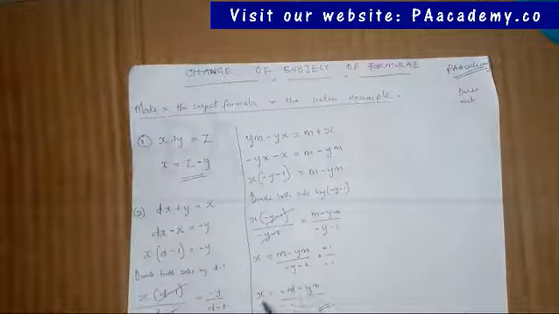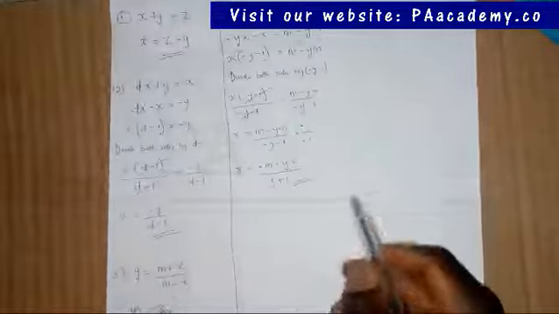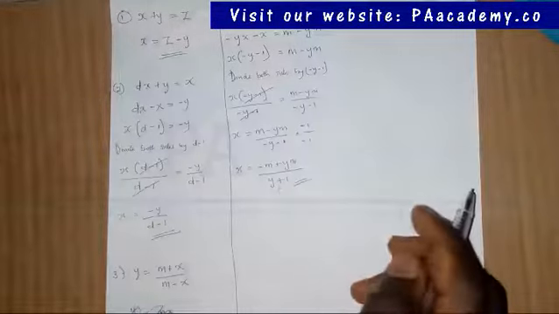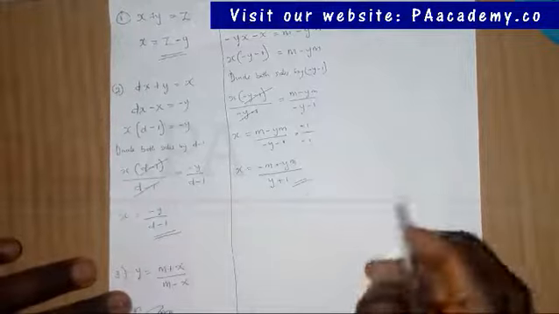So once we make x the subject of the formula, this is what we're going to get for question number 3. So now let's look at number 4.